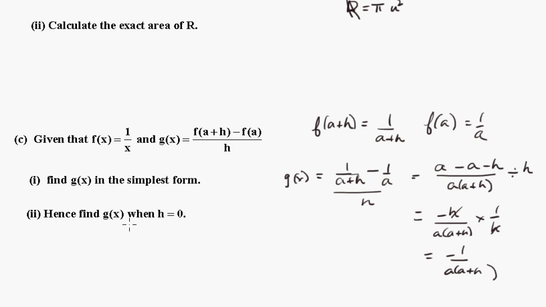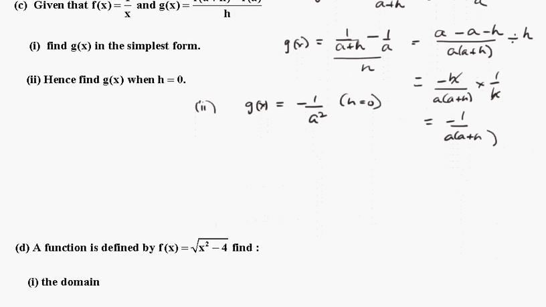And hence find g(x) when h equals 0. When h equals 0, we get g(x) is equal to minus 1 over, that'll just be a squared. That's h equal to 0.